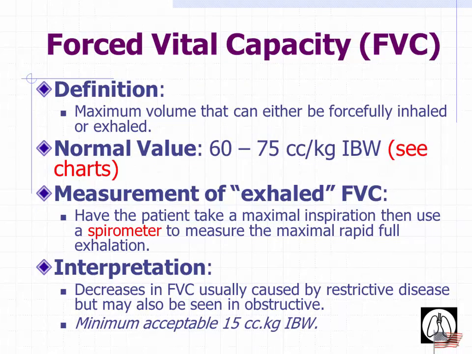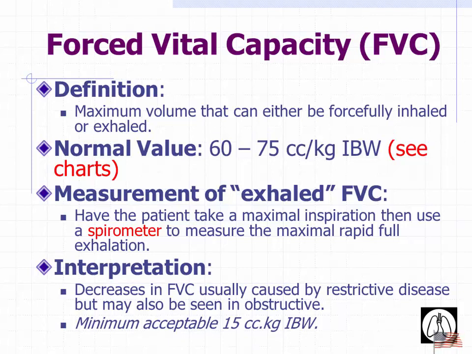So we know it's the maximum volume that can either be forcefully inhaled or exhaled. In our case, we're doing an expiratory maneuver. Normal value we said for vital capacity was 60 to 75 cc's per kilogram of ideal body weight. So we're going to have them take a deep breath in and then forcefully exhale through the spirometer.